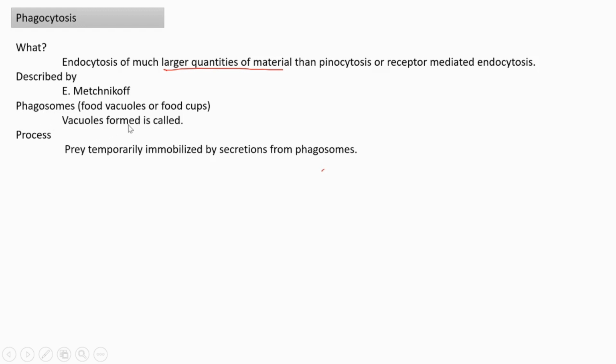It's a specific name for that vesicle. It's called a phagosome. The process is that the prey is first temporarily immobilized by the secretions from the phagosomes. Means from that vesicle it secretes some substance, and using that substance it paralyzes the prey temporarily, and then entraps the prey in that vesicle. Suppose this is the prey, the vesicle entraps the prey and then digests it by keeping it inside the phagosome.